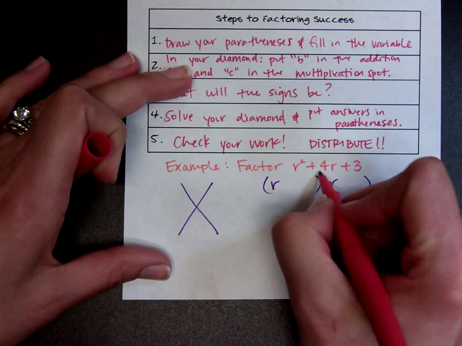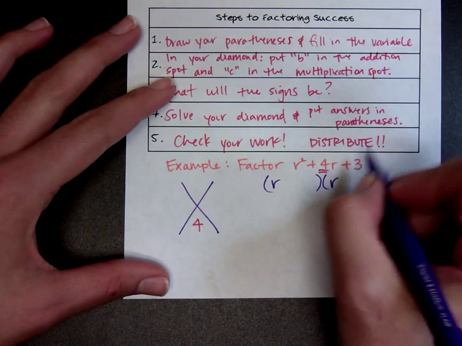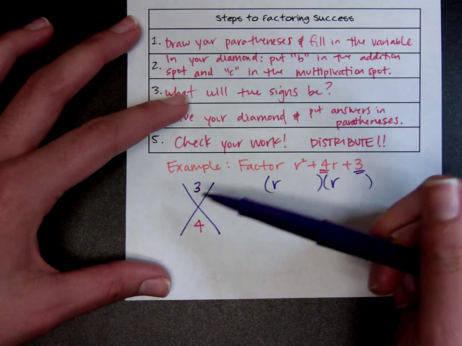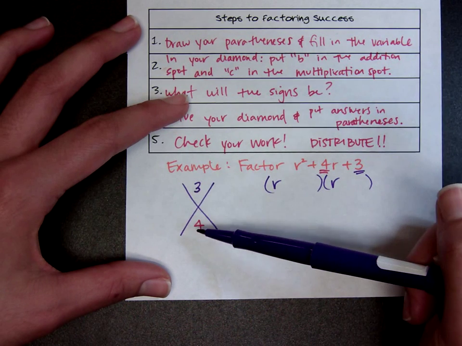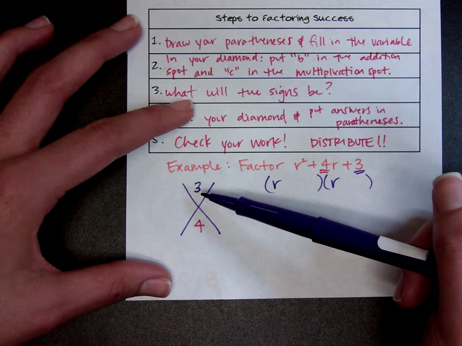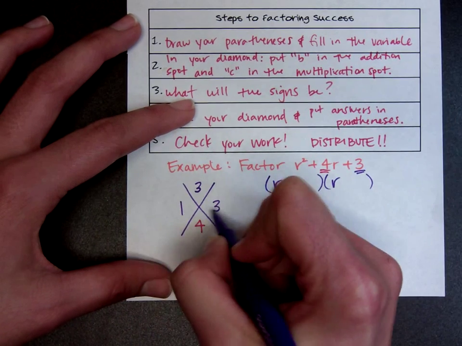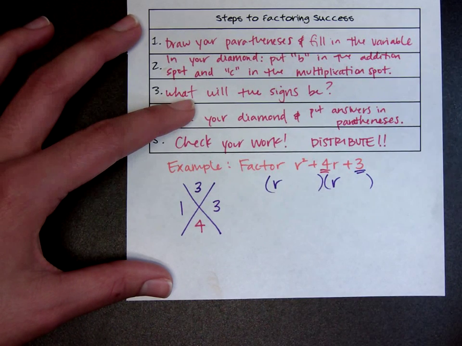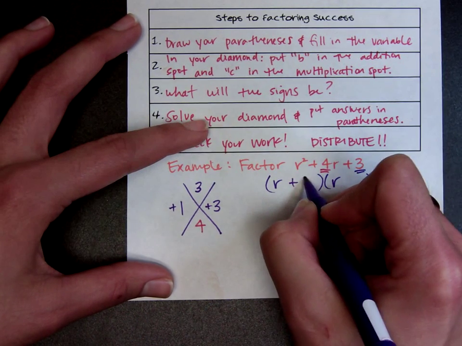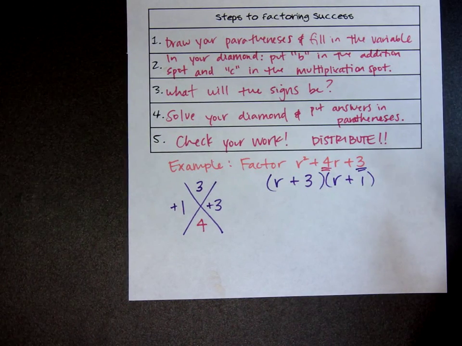Okay, in my diamond, I'm going to put my b term at the bottom, b for bottom. I'm going to put my c term at the top. So, what two numbers multiply to 3 and add up to 4? Well, there's only two things I can think of that multiply to 3, and that is 1 and 3. If I add 1 and 3, do I get 4? Yes. And they're both positive, so I'm going to put a plus 3 and a plus 1. The order here doesn't matter. It doesn't matter which one you put first.